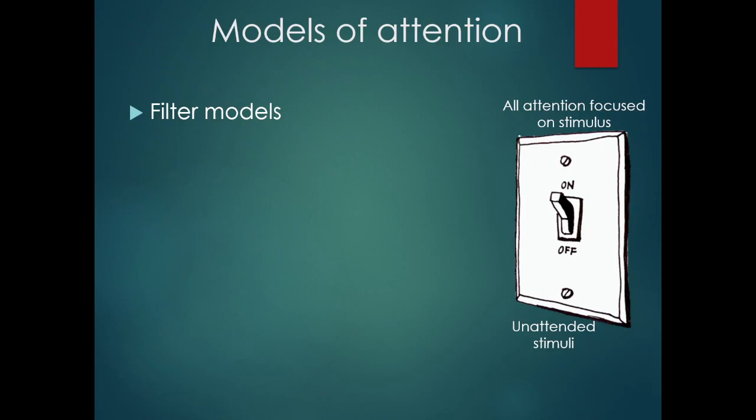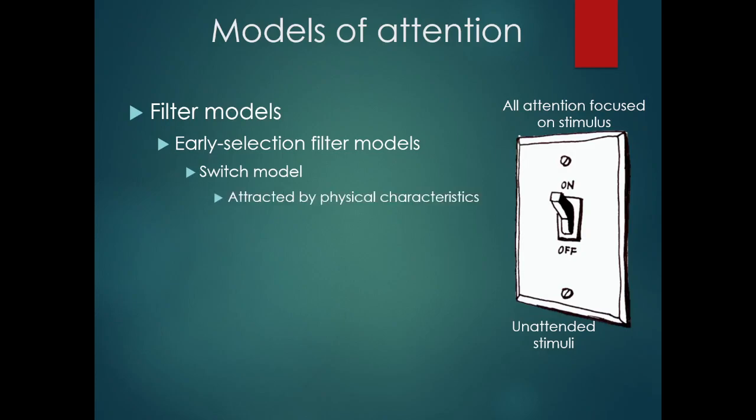So you either have your attention on the stimulus or you do not. It's not possible to be sort of tracking certain parts and sort of tracking other parts. You either are paying attention to something or you are not. So under the filter models, we have early selection filter models that say that you filter the information early. You make your selection early, and the switch model is a good example of that.